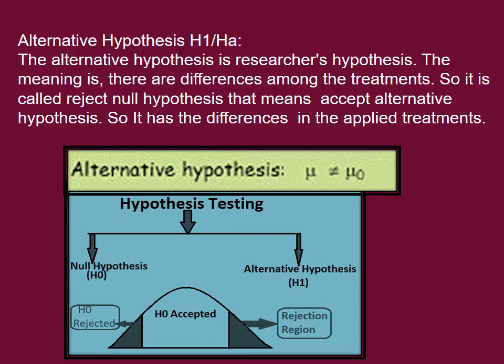We have to express it with the use of the null hypothesis. Here we need to express it as we have to reject the null hypothesis. Reject the null hypothesis means what? Accept the alternative hypothesis. The meaning is there are differences in the applied treatments. That is the alternative hypothesis. Therefore, mu not equal to mu naught. That means treatment means are not equal to each other. That is the meaning of the alternative hypothesis.